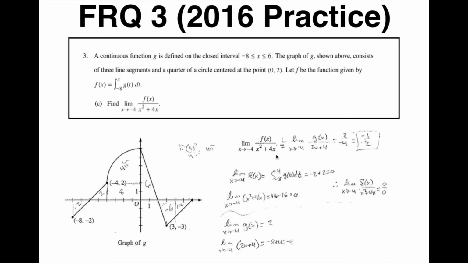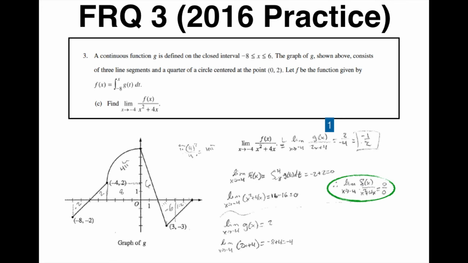This is precisely what the student did. First of all, he or she found that originally if I plug in, I get 0 over 0. So, great, the summary here is that the limit is 0 over 0. And then differentiating, the derivative of f of x is g of x. The derivative of x squared plus 4x is 2x plus 4. They found that this is equal to 2 over -4. So 2 over -4 equals -1 over 2.